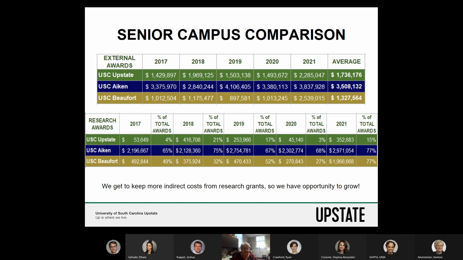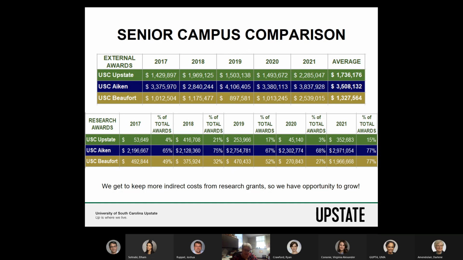But you'll see that Aiken is basically kicking our butts. They're at $3.5 million for that 5-year period, and Beaufort is coming up pretty close behind us. They're now up to averaging $1.3 million. They had a really good year this past year. We had a good year too, but Beaufort is significantly smaller than we are. So I feel like there's a lot of opportunity for us to grow in this area.